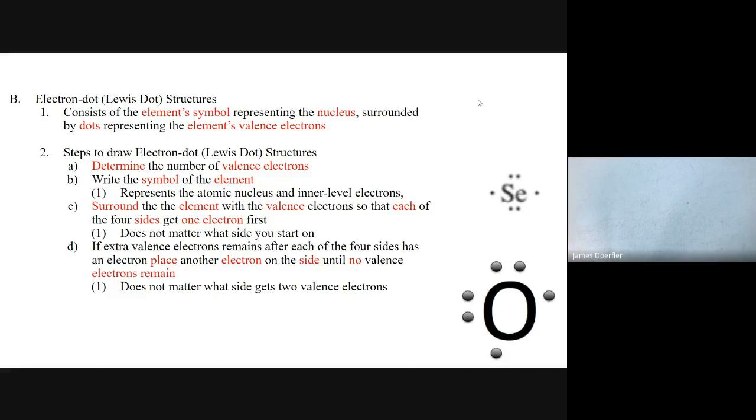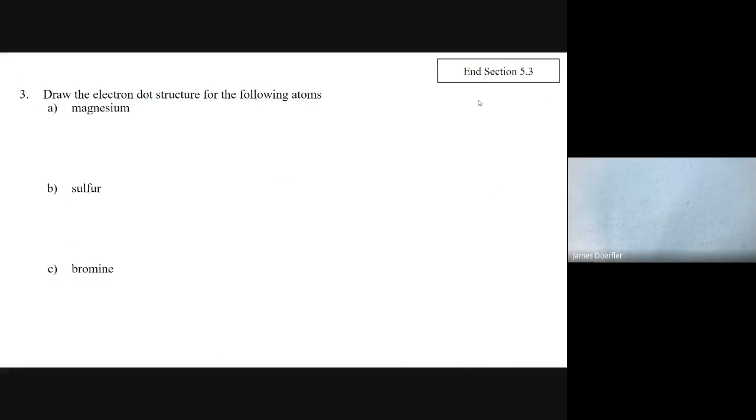So we're going to do a few examples, and then you're going to be working on your homework. Your homework will be turned in tomorrow at the beginning of the class before you begin your homework check. Everybody got it written down? Let's look at a few examples.